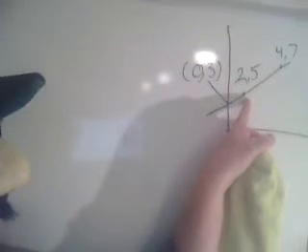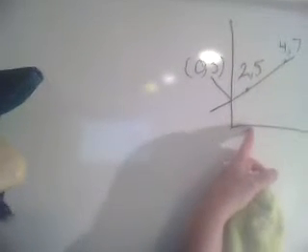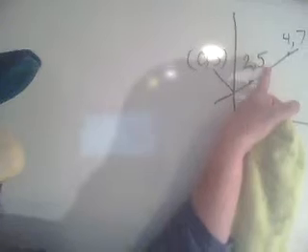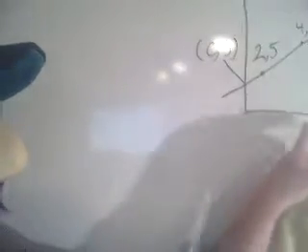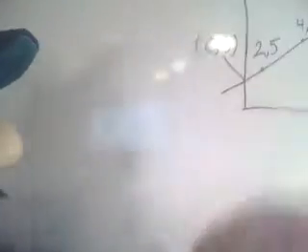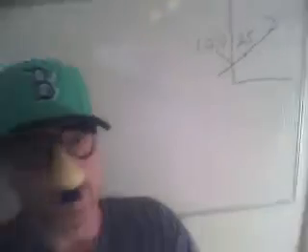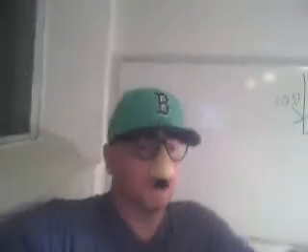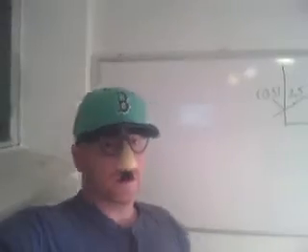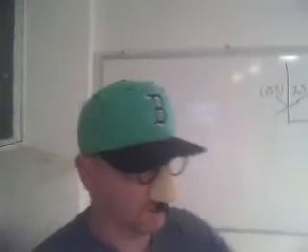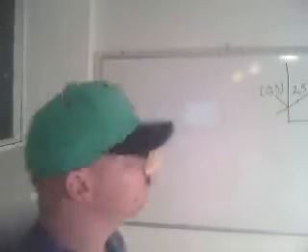2, 5, meaning on the x-axis 2, on the y-axis 5. And 4, 7, meaning 4 on the x-axis and 7 on the y. And here we have our y-intercept. The y-intercept means the place where the line crosses the y-axis. And that's at 0, 3. Okay, keep up with me, okay?